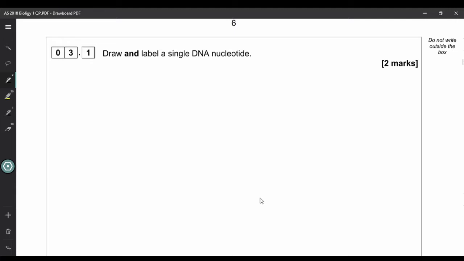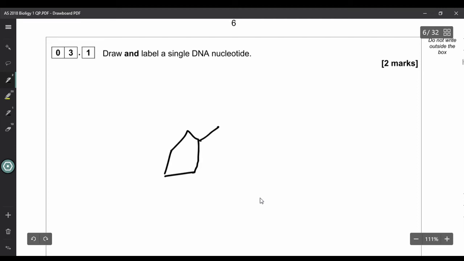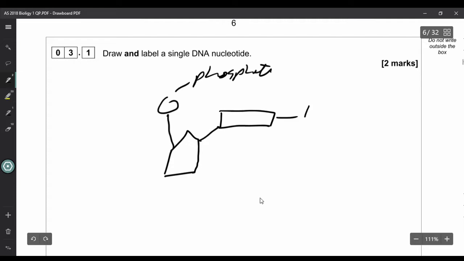So the type of drawing that you want: the ribose sugar, and to that we've got a base attached, and to this we have a phosphate. Now it says that we've got to label it, so we're going to label that as a phosphate. I'm going to label that as a base, and this is the deoxyribose.